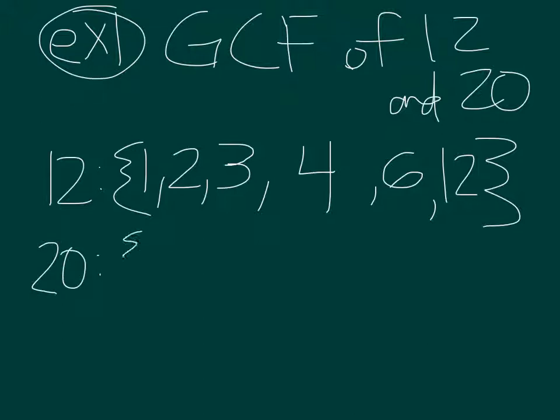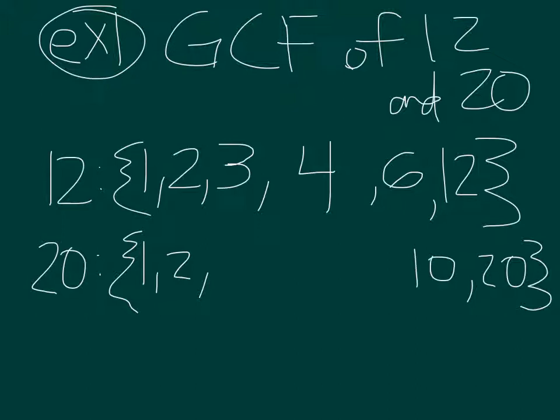Let's try 20. So 1 and 20. Does 2 go into 20? Yes, it goes with 10. So notice I've shrunk the amount of numbers. Does 3 go into 20? Nope. Does 4 go into 20? Yes, 4 goes with 5. 4 times 5 is 20. So there's my factors for 20. Notice I didn't really try that many numbers. Those are the ones I've got.